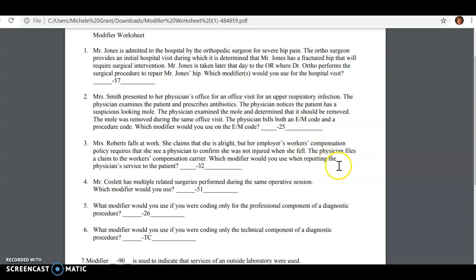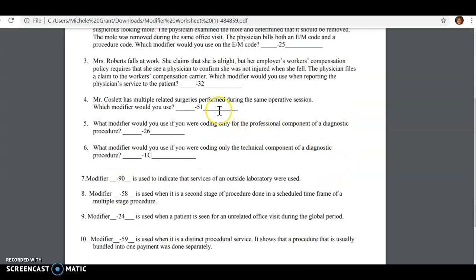Number three was great. I think everybody had 32. Number four, multiple surgeries performed during the same operative session is 51. That first surgery is not going to have a modifier on it. Any additional surgeries are going to have a 51. And one thing to keep in mind, usually how it gets billed to the insurance company, you have that 51 on second and third surgeries, and it's discounted usually 50%. The reason is because they're already in the operative room. You can't charge 100% for each surgery.